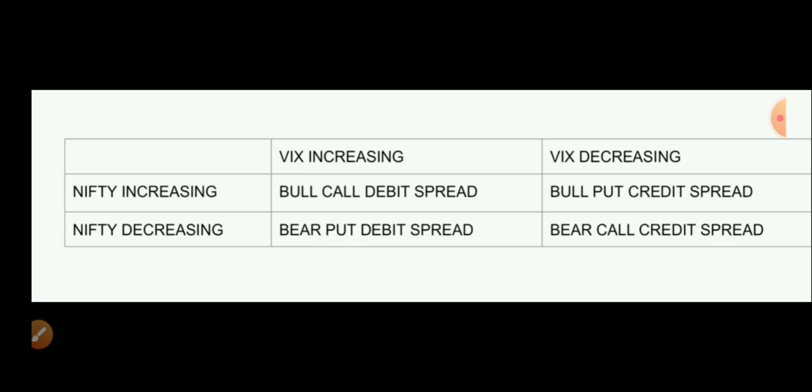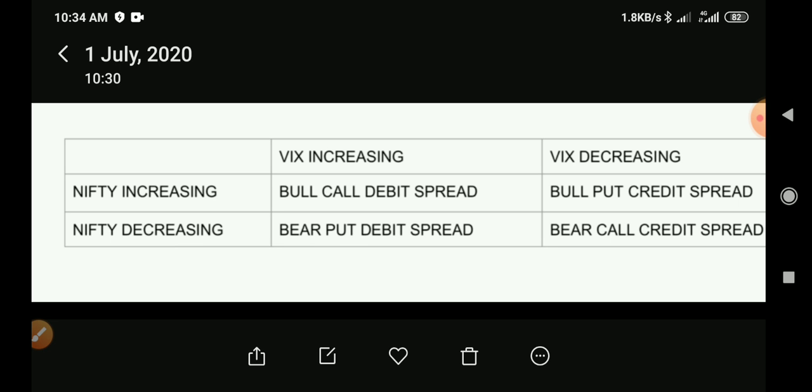If Nifty is increasing, VIX is increasing, we need to create a bull call debit spread. If VIX is decreasing, a bull put credit spread. If Nifty is in decreasing mode, VIX is decreasing mode, we need to create a bear call credit spread. VIX is increasing mode, Nifty is decreasing mode, a bear put debit spread.